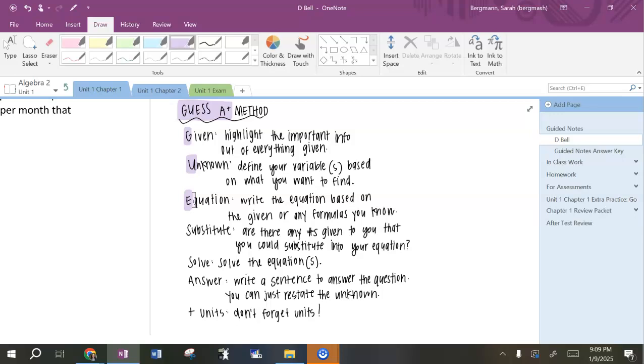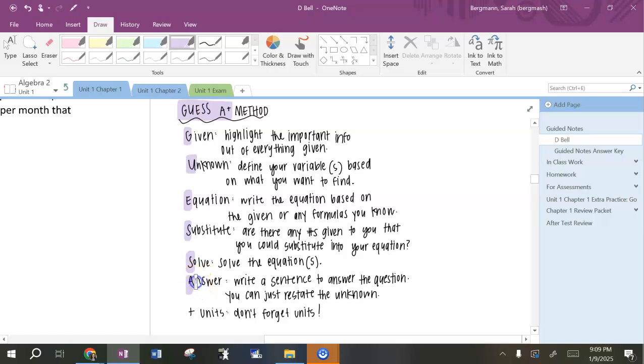So if it's talking about the area of a triangle, you should know the formula for the area of a triangle, so that would be an important equation that you could use. The first S stands for substitute. In those geometry types of problems, a lot of times they'll give you one of the sides, or they'll give you the area. So you'll substitute any numbers that they gave you into your equation. Then you solve your equation for the unknown. So you're trying to solve for the variable, or get the variable by itself.